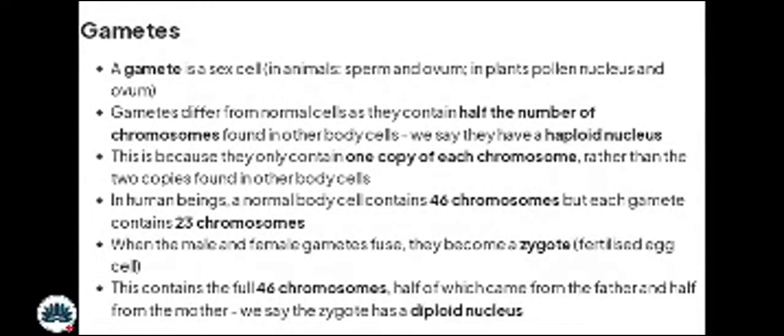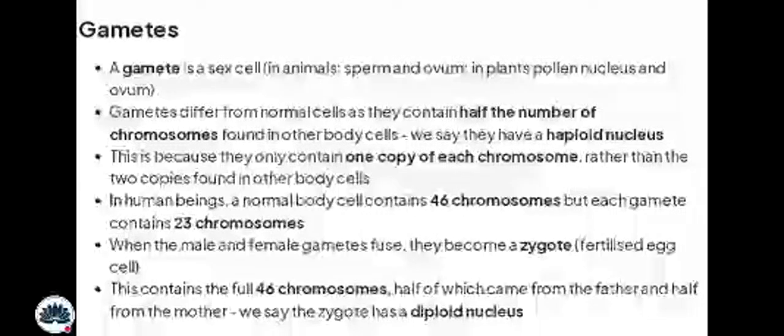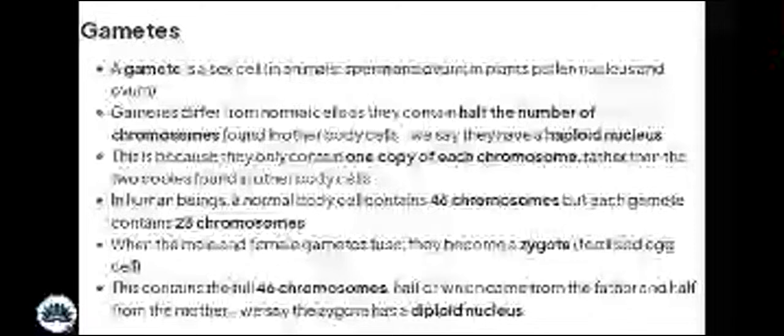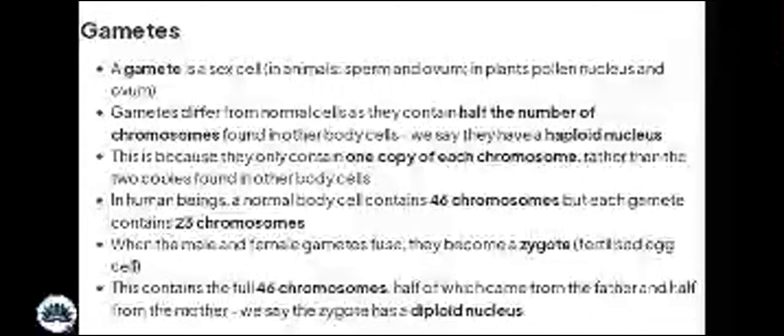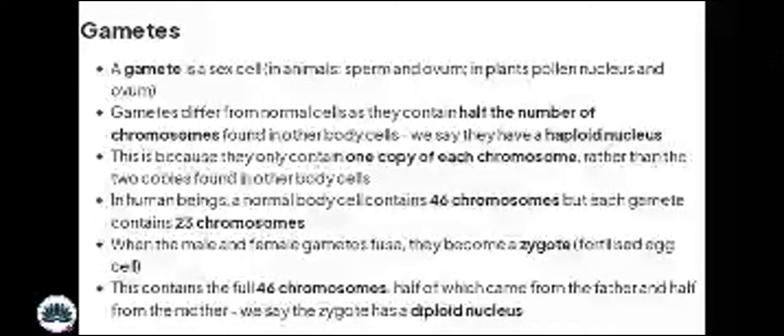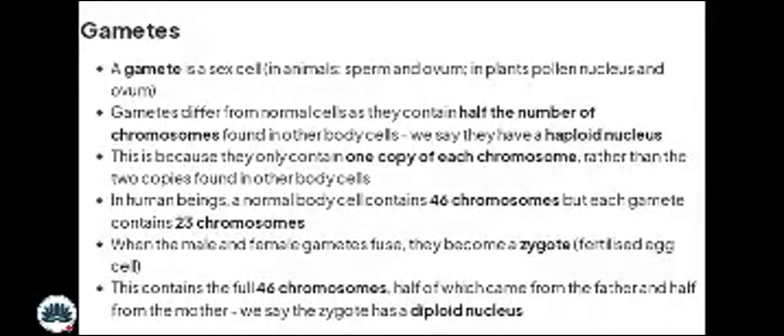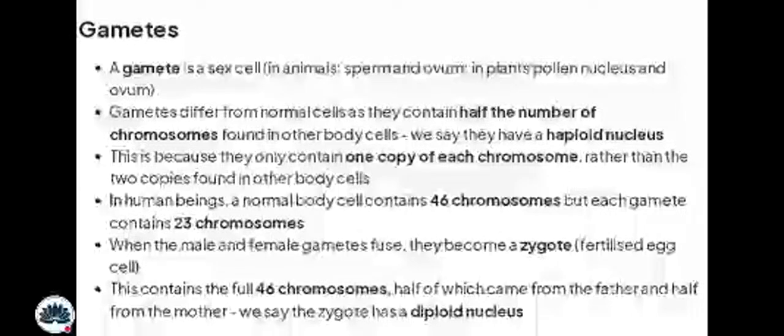A normal body cell contains 46 chromosomes, but each gamete contains 23 chromosomes. So now we have been talking about gametes having half the number of chromosomes. When the male and female gametes fuse, they become a zygote, the fertilized egg cell. The zygote contains the full 46 chromosomes, half of which came from the father and half from the mother. We say the zygote has a diploid nucleus, which means the haploid nucleus from the mother and the father combine to become a diploid nucleus.